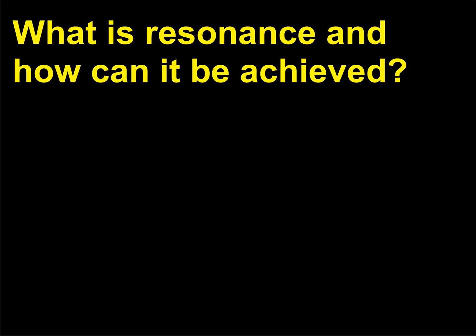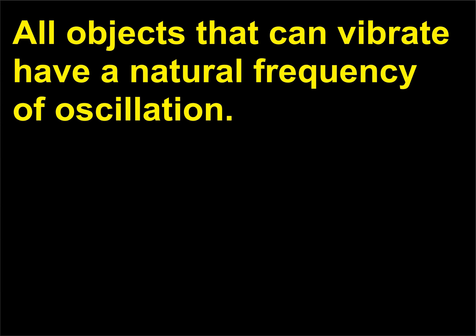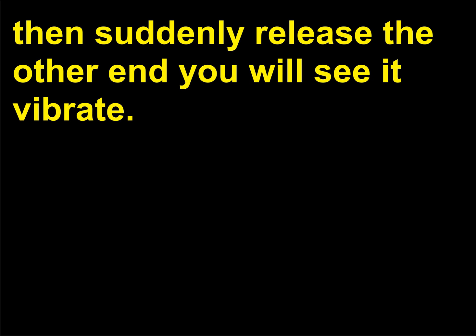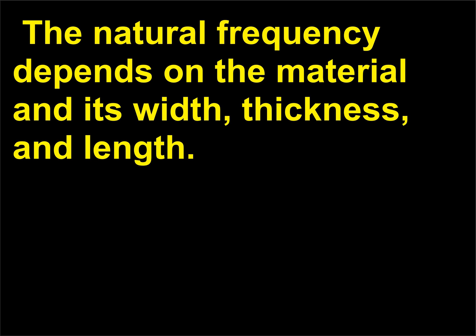What is resonance and how can it be achieved? All objects that can vibrate have a natural frequency of oscillation. If you hold one end of a ruler on a desk and push down and then suddenly release the other end, you will see it vibrate. The natural frequency depends on the material and its width, thickness, and length.